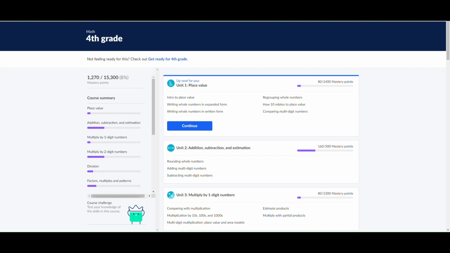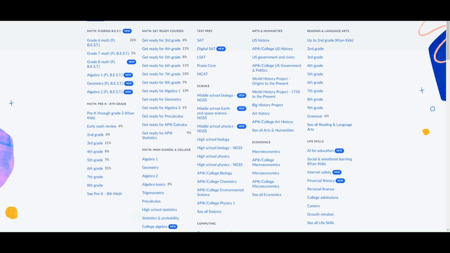Now, to get to courses, you're going to click up here, and all of the different skills that are here, you can go ahead and focus on. The reading and language arts are fantastic. The way it's set up, though, it really wouldn't quite work out in the same way.